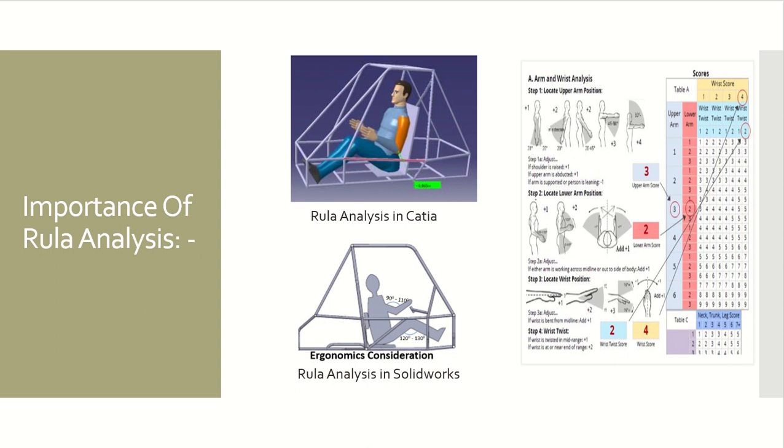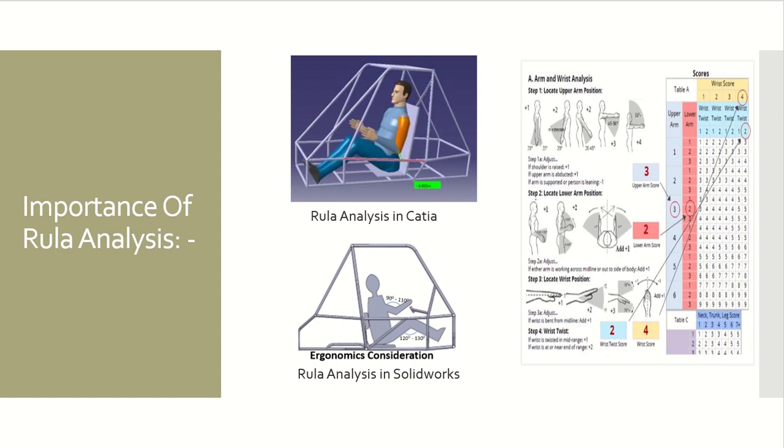RULA equals Rapid Upper Limb Assessment. RULA is a quick postural targeting method for evaluating driver's postures and finding a risk factor index. RULA analysis can be easily done in CATIA software and also provides a proper cone of vision for the driver.